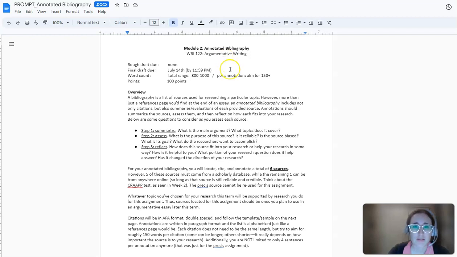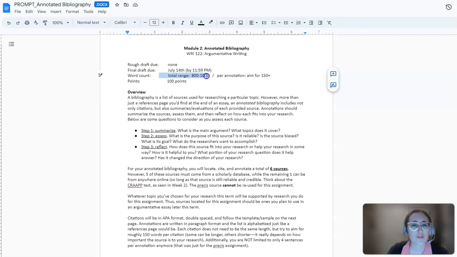That's the assignment that's due during week 3. The prompt has been on Canvas since week 2, so hopefully you get a chance to look at it, but if not, we're going to look at it together right now. This assignment does not require a rough draft. It's just going to be one that you complete and submit on Canvas. It's due July 14th by midnight.